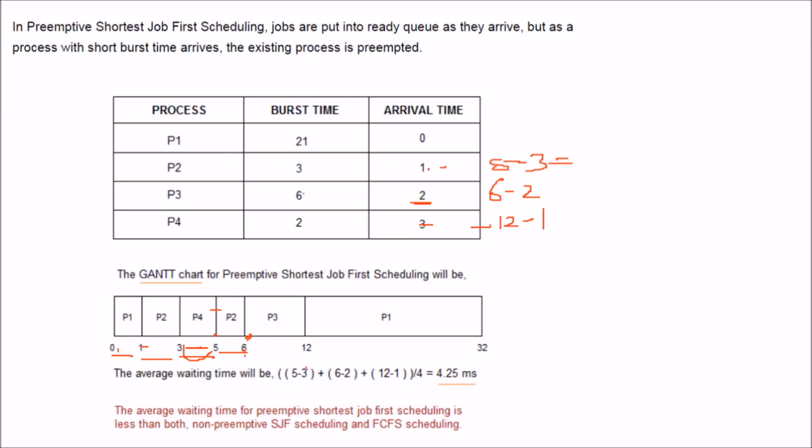So what is the waiting time? 5 minus 3 plus 6 minus 2 plus 12 minus 1. So you can just calculate it. It will be 2 plus 4 plus 11, divided by 4. So this will be 4.25. The average waiting time for preemptive shortest job first scheduling is less than both non-preemptive SJF scheduling and first come first serve scheduling.